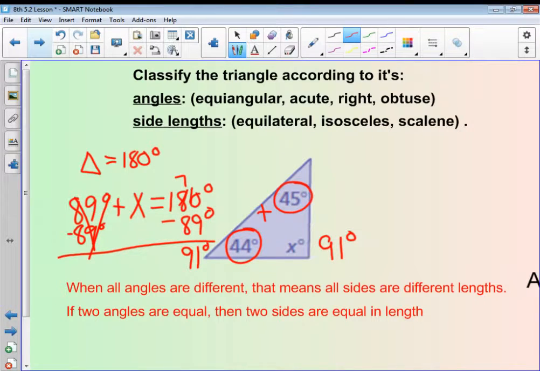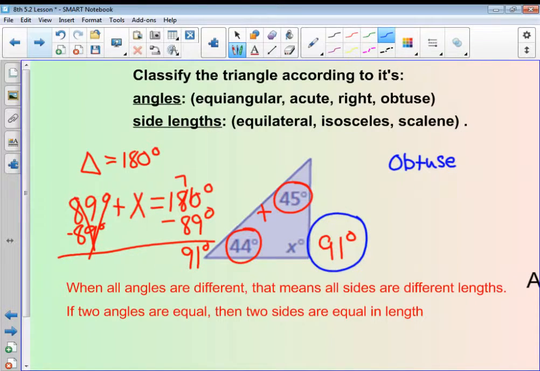Now we can go ahead and classify this triangle according to its angle measures. The key thing is to look at your largest angle measure. That is going to determine the type of triangle it is according to angles. The largest angle measure is 91 degrees. 91 degrees would be considered an obtuse angle because it's larger than 90, so this would be considered an obtuse triangle.